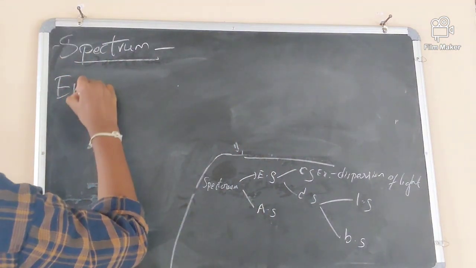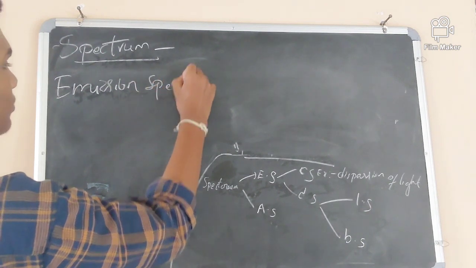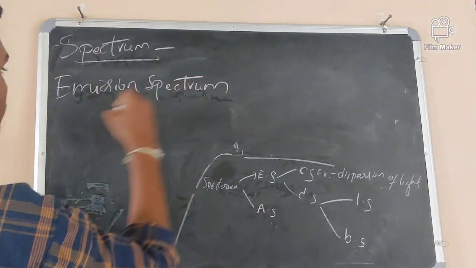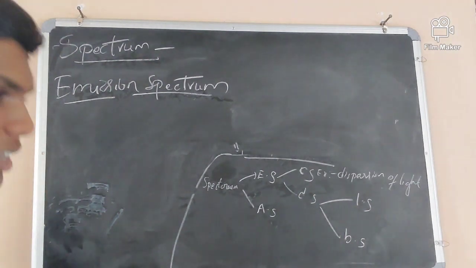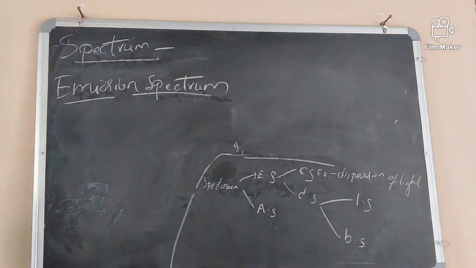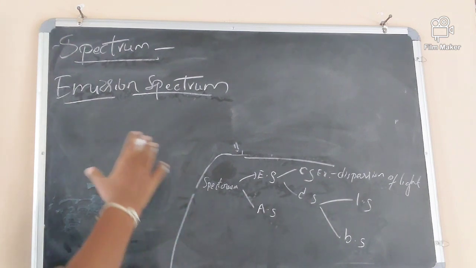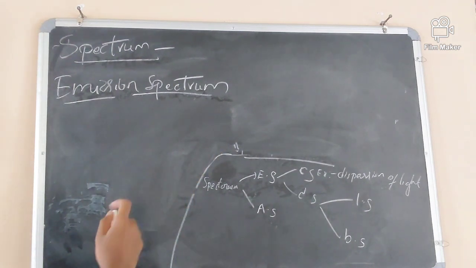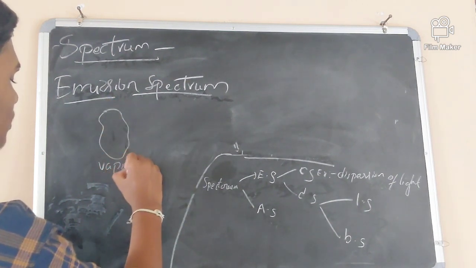Emission spectrum. See, same example, same as the absorption spectrum, but one process in it is different. There is a small change in the process; we take vapor and everything else is the same process. See, this is vapor, right? This is vapor.